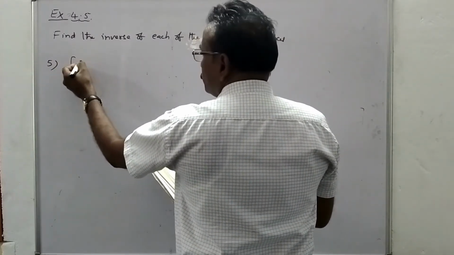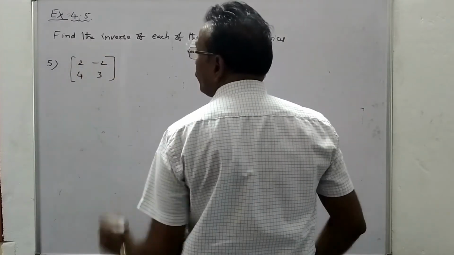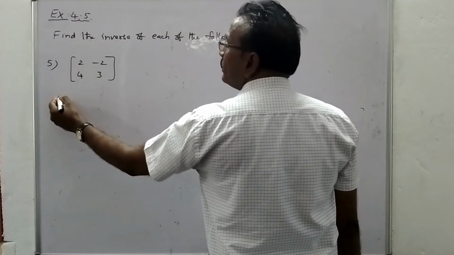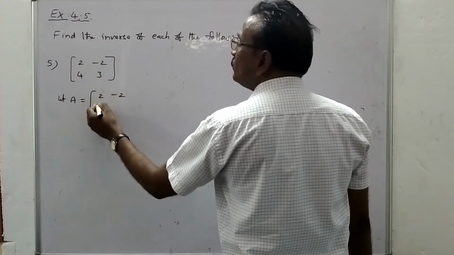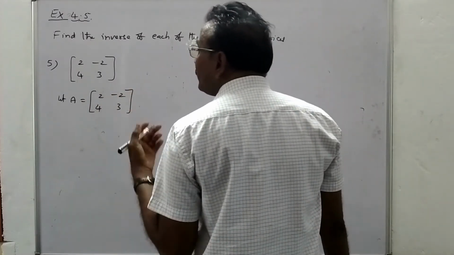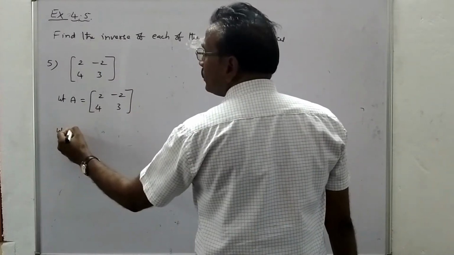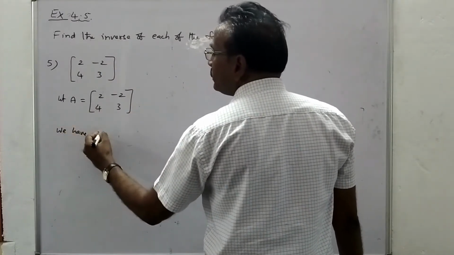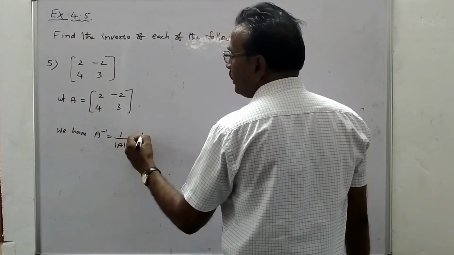2 minus 2, 4, 3. Find the inverse of the matrix. Let A is equal to 2 minus 2, 4, 3. So what is the formula to find the inverse of a matrix? A inverse is equal to 1 by determinant of A into adjoint A.